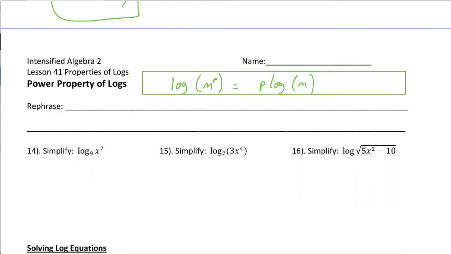Essentially what happens is the exponent comes in front as a coefficient. So that's where this p came from. And that's the way I'm going to rephrase it. A little bit less technical than the other ones.